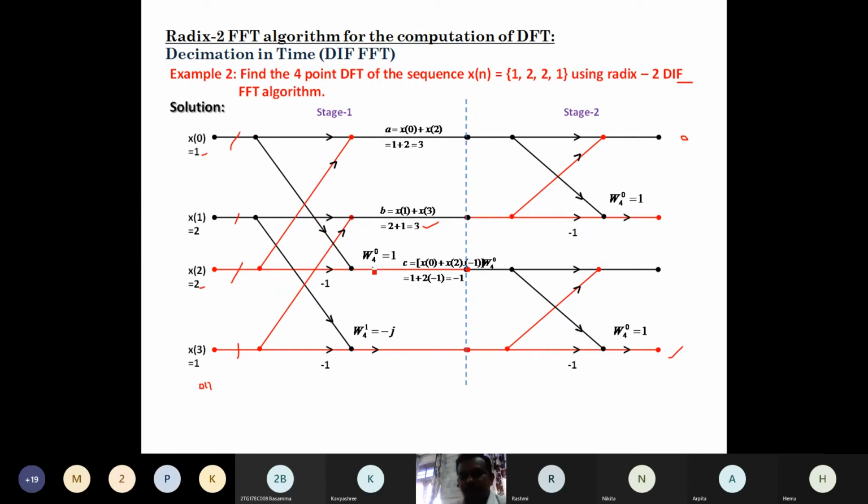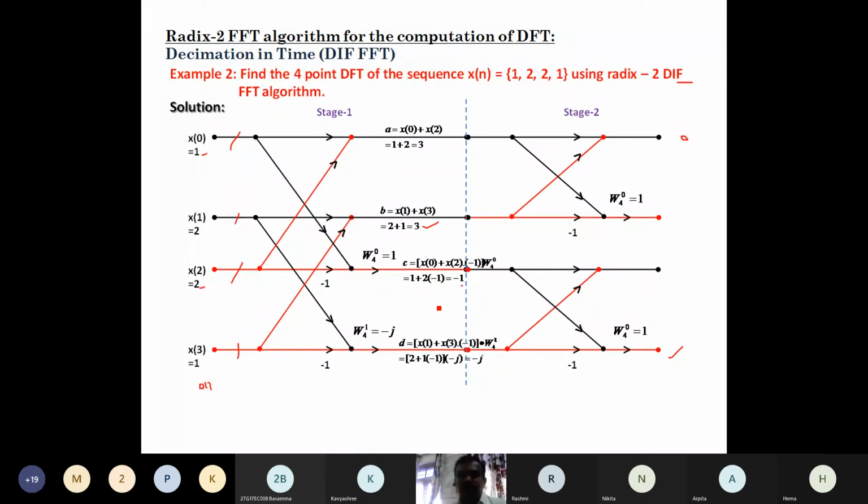And that output is once again multiplied with the twiddle factor. What is the twiddle factor? It is W4 of 0. So W4 of 0 is 1, because anything to the power 0 is 1. Let me substitute all the values. x0 is 1 plus x2 is 2, which is multiplied with minus 1, which is equal to 1 minus 2. Answer is minus 1. The third line value. Similarly, calculate the fourth line value.